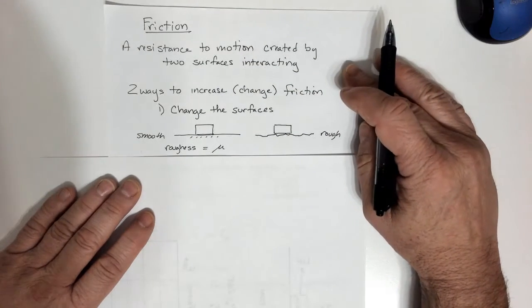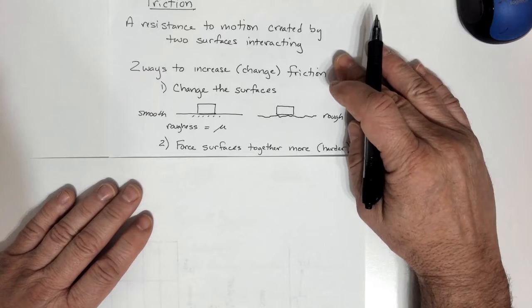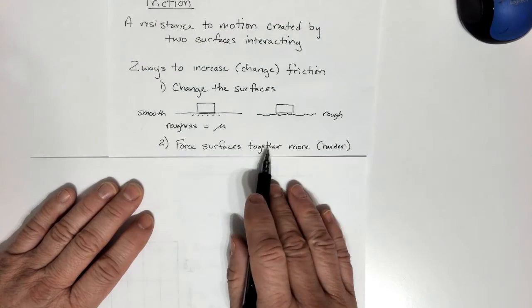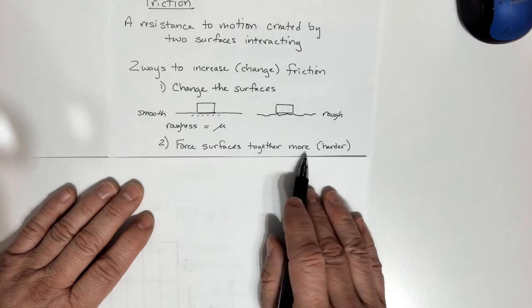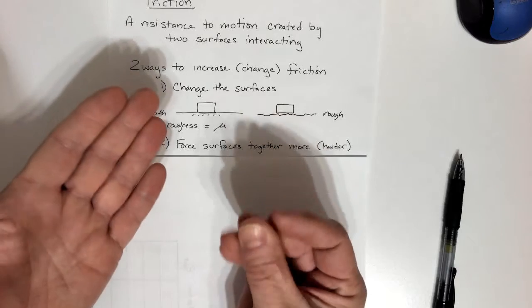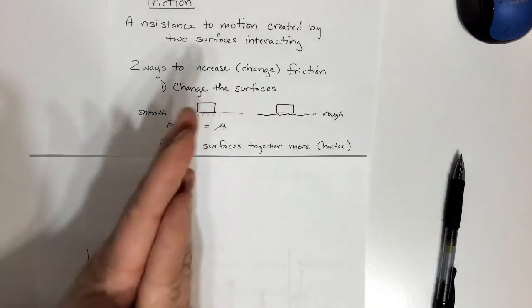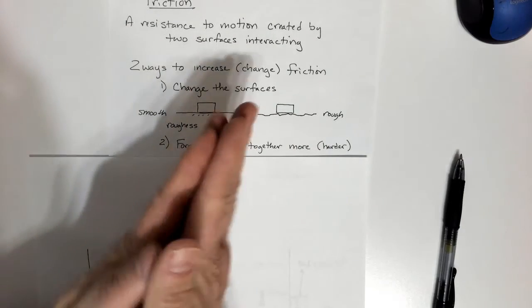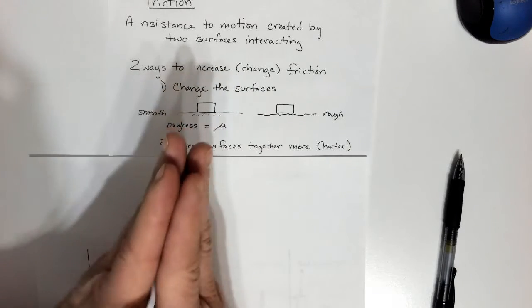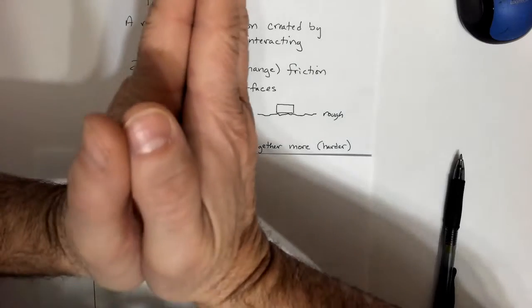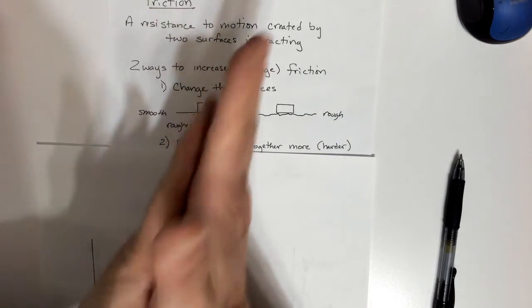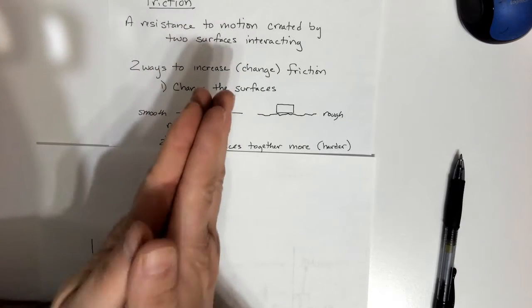The next way to change friction is to change the forces on how much the surfaces are together. Are they actually pushed together more or harder? So an example, look, my fingers have friction. And so if I rub them, I can feel the friction creating heat. And so there's a roughness to my hands. But if I push my hands harder together and then I rub, I can feel the heat even more. That means I'm pushing the surface together harder.